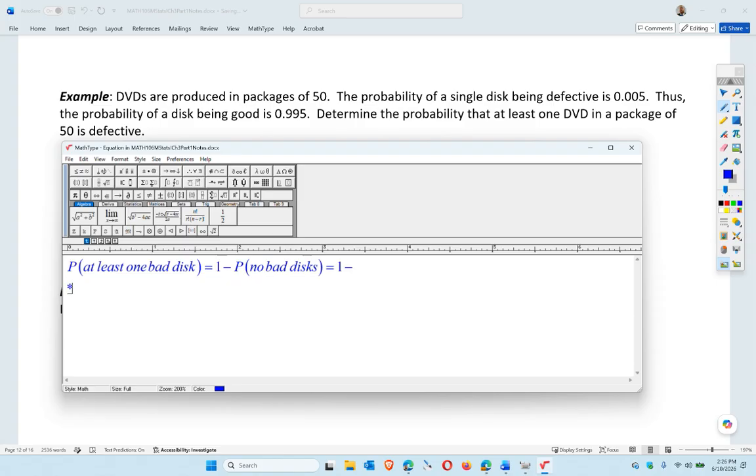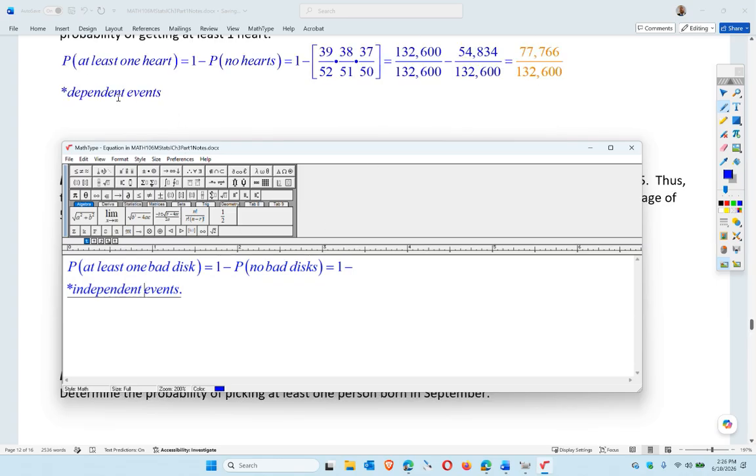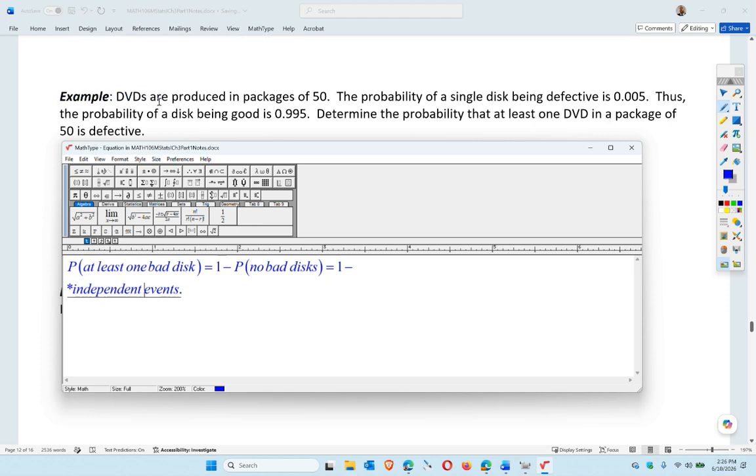So 1 minus, okay, does one disk affect the other disk? No, it doesn't. So these are independent events, right? One disk does not affect the probability of the other disk, whereas before, drawing a card affected the next card, didn't it? So it's independent. So it's 0.995, because again, we're not looking for a bad disk anymore. We're looking for no bad disks, right?